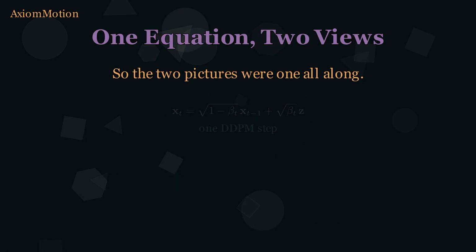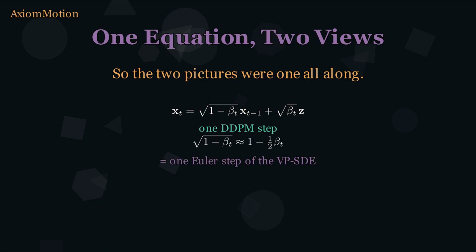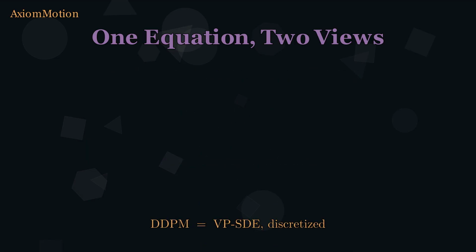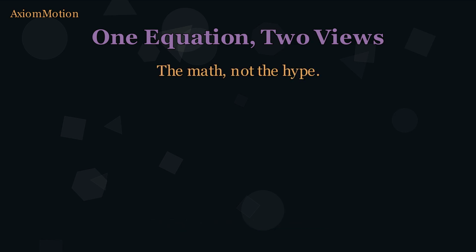Which means the discrete recipe and the continuous flow were never rivals. Expand the square root in a single DDPM step, and it becomes, term for term, one Euler step of that very SDE. The denoising diffusion model is the variance-preserving equation, simply written out in discrete time. Two languages, one object. And since we promised the math, not the hype, two corrections.